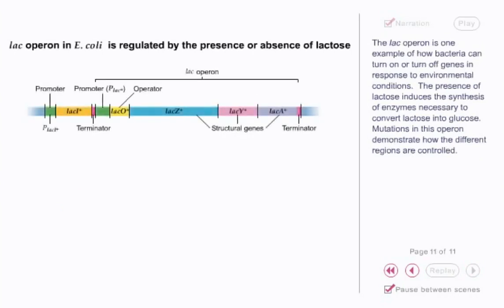The lac operon is one example of how bacteria can turn on or turn off genes in response to environmental conditions. The presence of lactose induces the synthesis of enzymes necessary to convert lactose into glucose. Mutations in this operon demonstrate how the different regions are controlled.